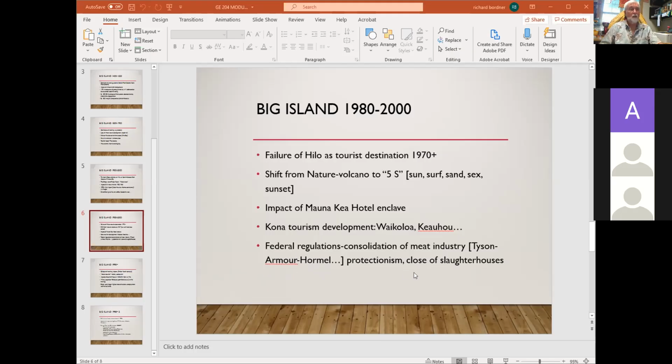I should point out this isn't just cattle. This is also any type of meat. So chickens, et cetera, same thing.